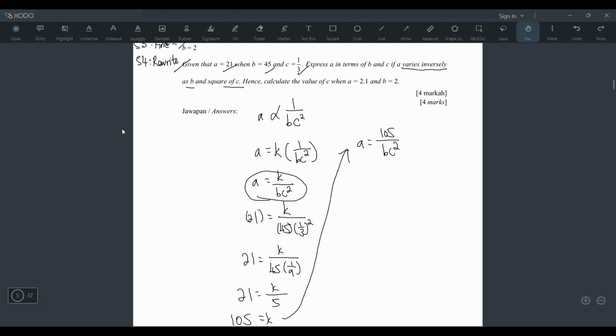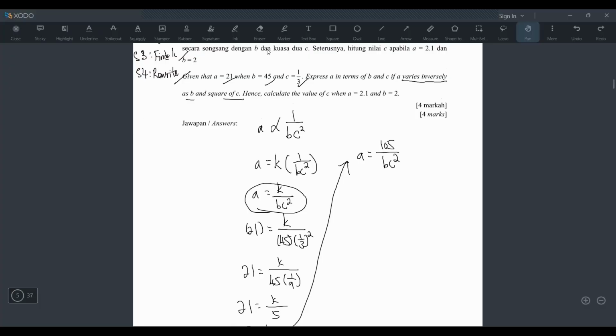Now only we read what the question wants. If the question asks me to express A in terms of B and C, then I already finished. So they say express A in terms of B and C. So this is finished. But they also say what? Hence, you see, they ask us to express A in terms of B and C, but they also say hence calculate the value of C. So they want the value of C.